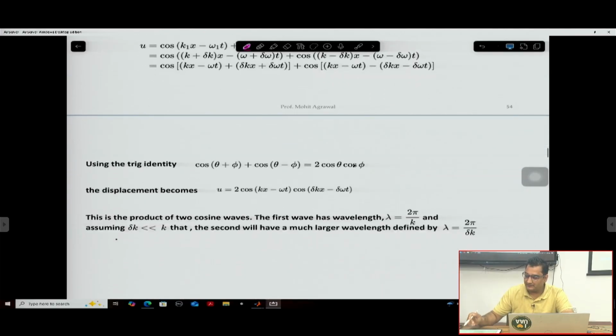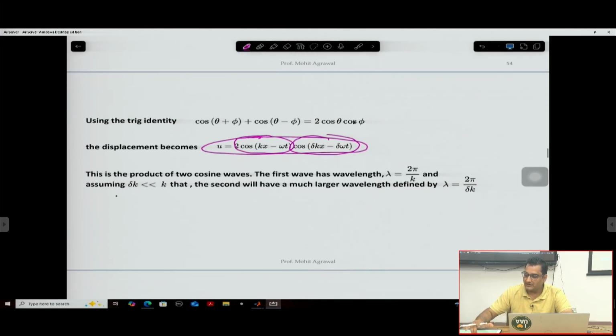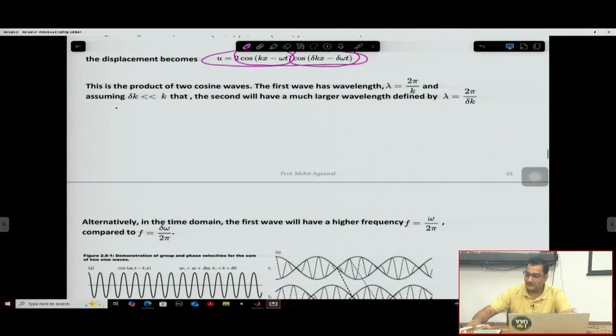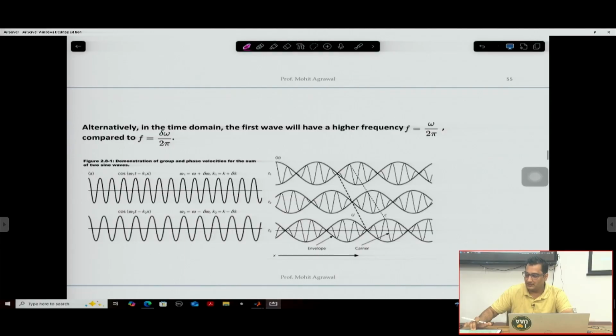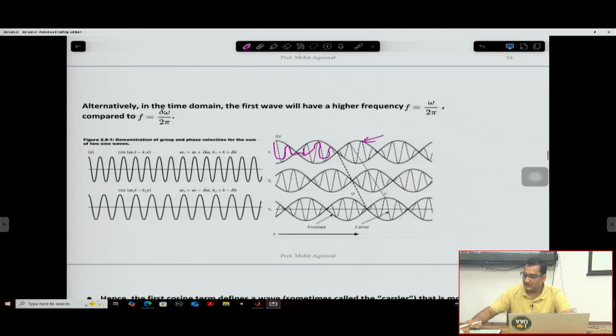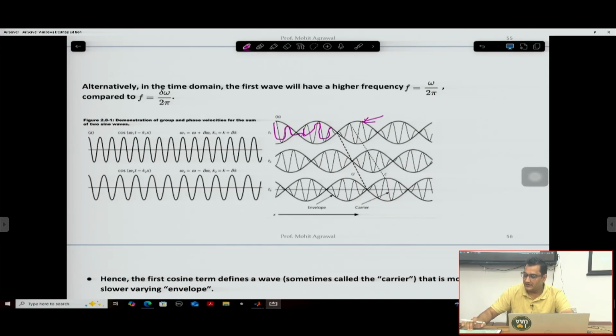So we derived this expression yesterday for the displacement of the superimposed waves, where one wave was the envelope wave and another one was the carrier wave. For the carrier wave, the velocity was omega by k, and for the envelope wave it was delta omega by delta k. This was the envelope wave, inside which you have the carrier waves like this, and the carrier waves generally travel faster than the envelope wave.